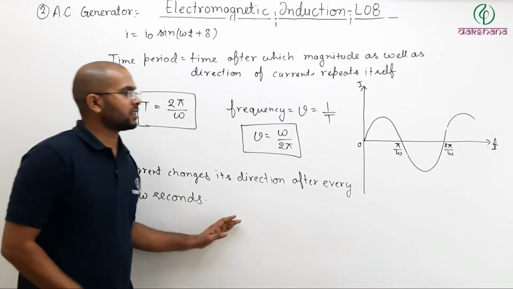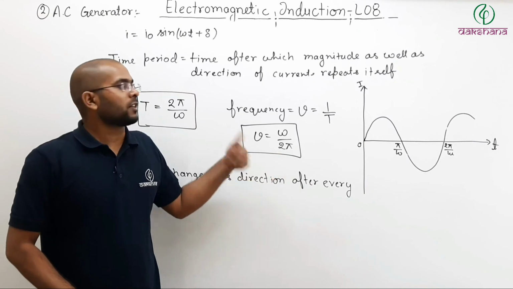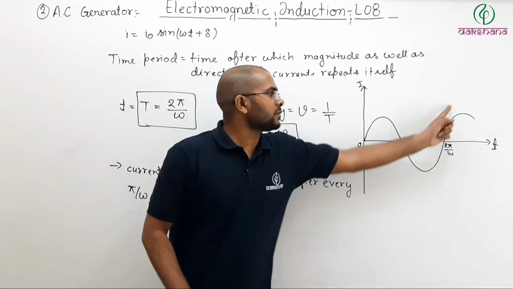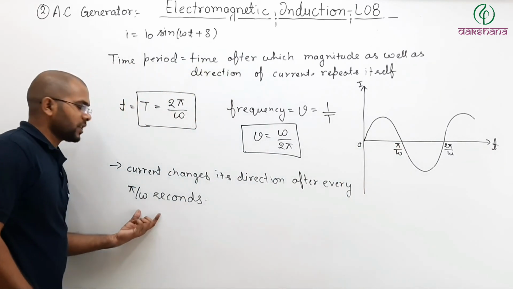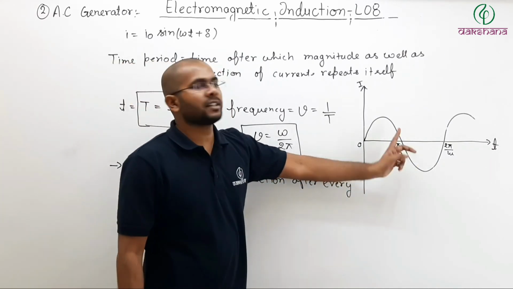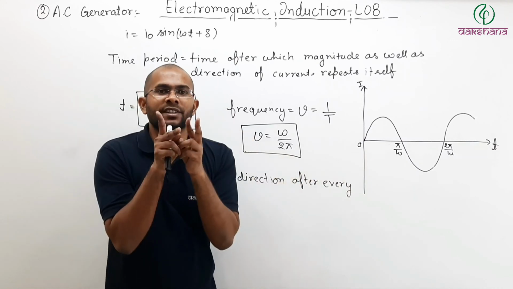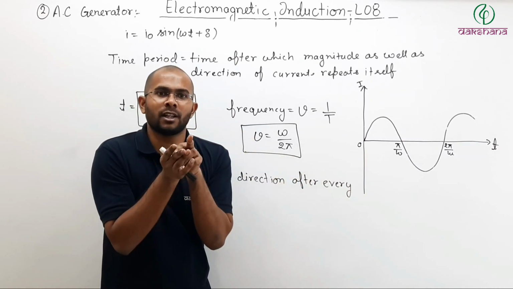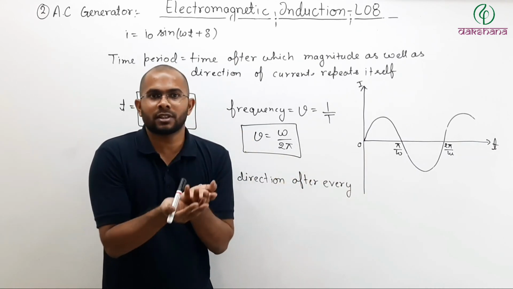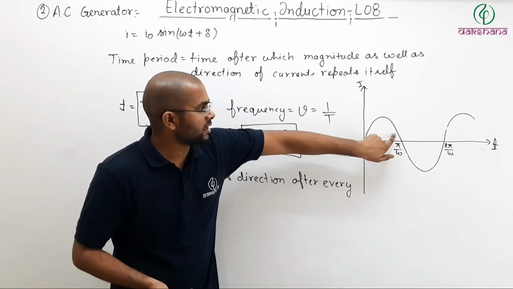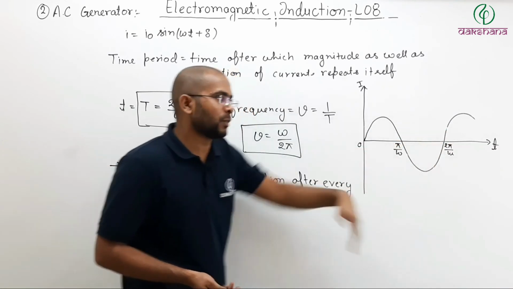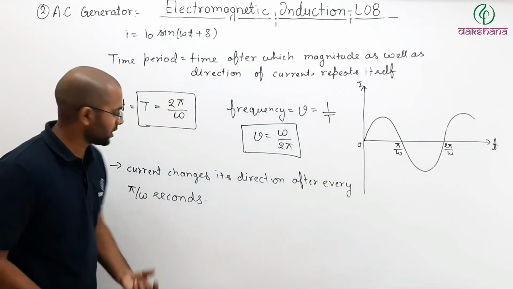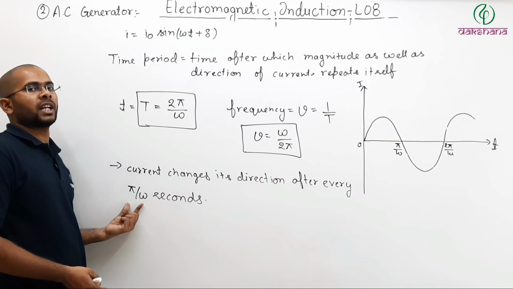Now remember, this is different from your frequency. Frequency is after how much time your graph repeats itself. And this is after how much time your current changes its direction. So there are two kinds of change, right? Positive to negative also is a change. Negative to positive also is a change. So here it is changing from positive to negative. Here it is changing from negative to positive. But both will be counted as change in direction. That is why only pi by omega second.